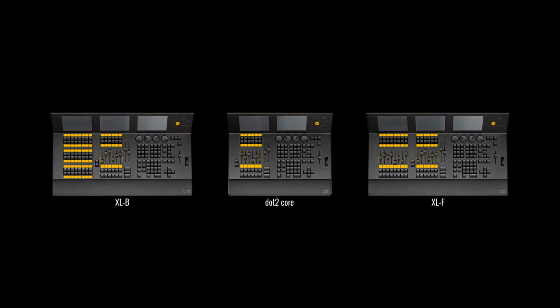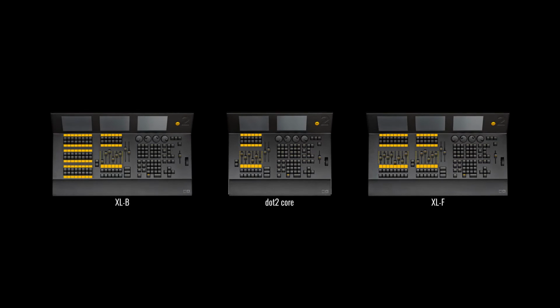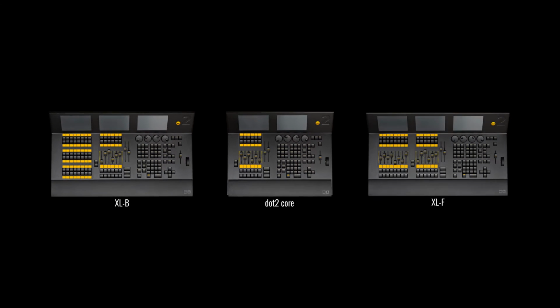The dot2 console is available in three versions: the Core, the XLF, and the XLB. The XLF is identical to the Core, but features an additional 8 executor faders and 16 button executors. The XLB comes with 48 extra buttons, but no extra faders. They all operate on the same software and can share show files.